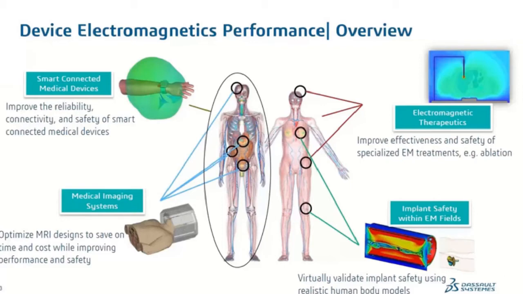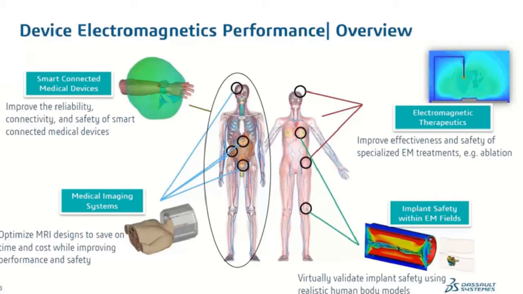The third category concerns the safety of patients with embedded metallic implants when exposed to external electromagnetic fields that can induce undesirable heating in the implants or can interfere with their carefully calibrated electronic behavior, both of which can have serious consequences for patients and device makers alike.